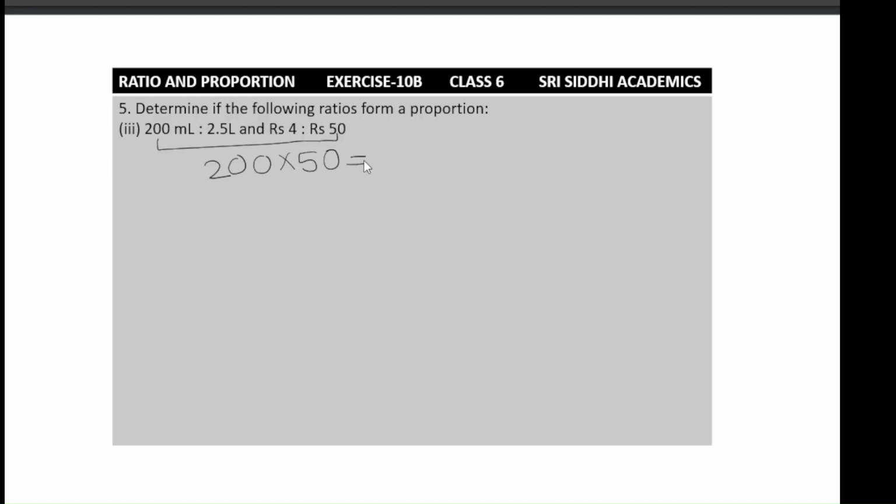Simple, 5 twos are 10. I write first the 10 and then 3 zeros will follow, right? Because here there are 2 zeros and 1 zero here. So total 5 twos are 10 and then followed by 3 zeros.